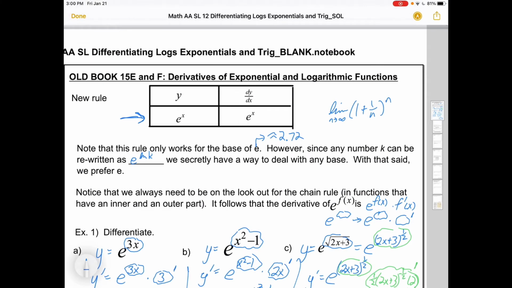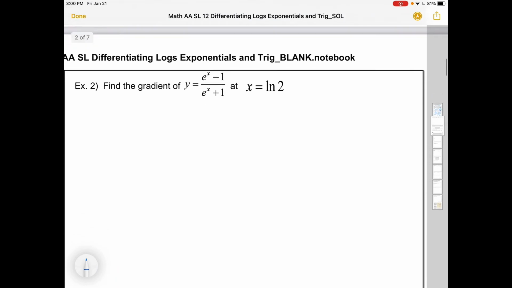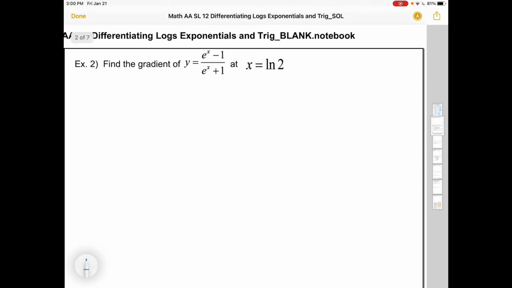Easier. Ha, ha. Find the gradient of this at x equals ln 2. So this is clearly a quotient. U is going to be your top. Okay. V is going to be your bottom.